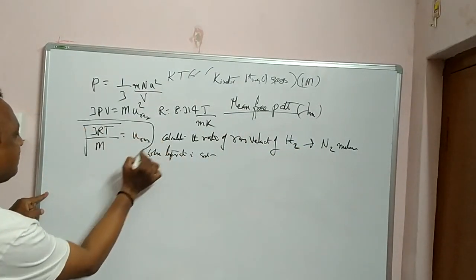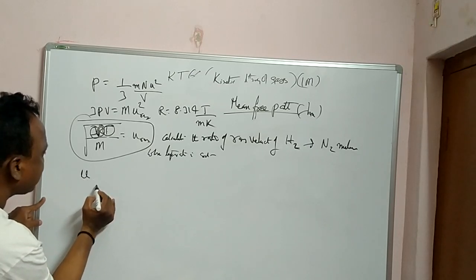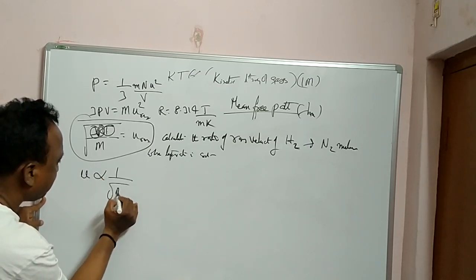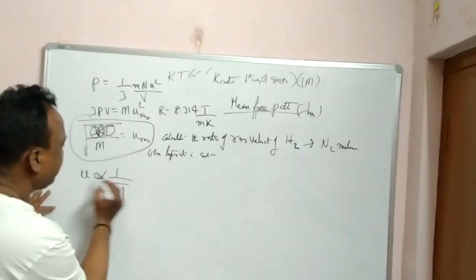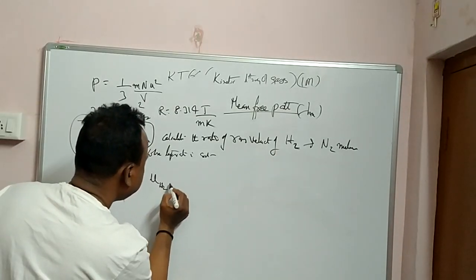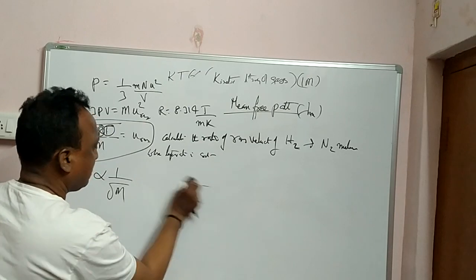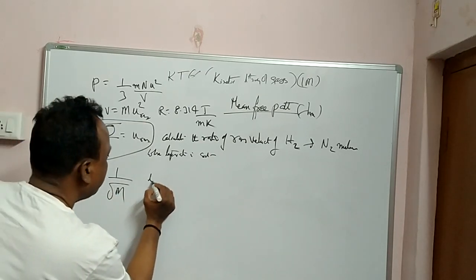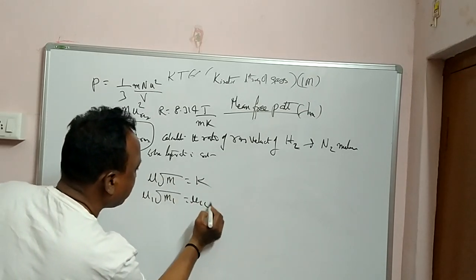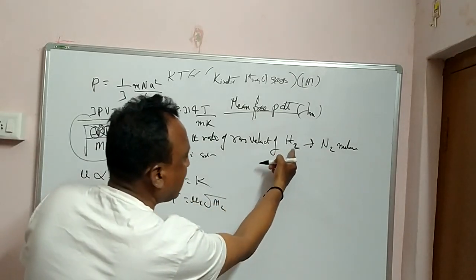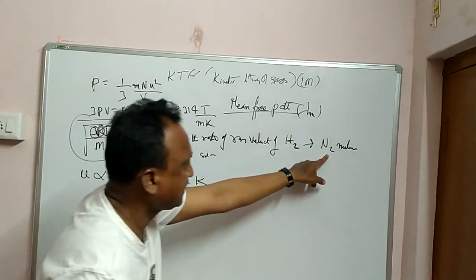So you can use this formula. Here temperature is constant, R is constant, 3 is constant. That means U RMS is inversely proportional to root m. Root m means molecular mass. So we will be calculating individually. Or otherwise you can form a relation directly: U into root m is equal to constant. U1 into root m1 is equal to U2 into root m2. Now U1 means RMS velocity of hydrogen, U2 is RMS velocity of nitrogen, M1 is molecular mass of hydrogen, M2 is molecular mass of nitrogen.